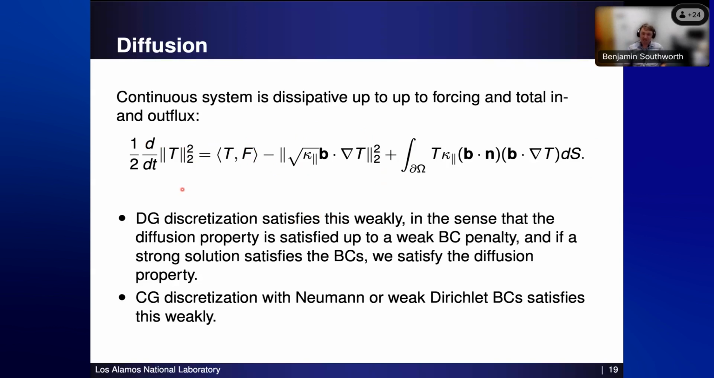And the DG discretization satisfies this weakly, and so that's in the sense that this diffusion property is satisfied up to a weak boundary condition penalty. And so if you have a strong solution that satisfies the boundary conditions, then it satisfies the diffusion property. And the CG discretization with Neumann or weak Dirichlet boundary conditions also satisfies this weakly. And I also emphasize weak Dirichlet boundary conditions because even if we were to impose strong Dirichlet boundary conditions, which we don't in the code, you can't really satisfy these kind of properties with strongly enforced boundary conditions, I think.